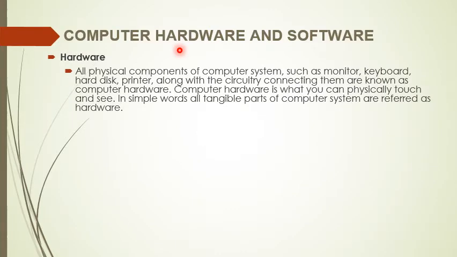I think most of you have learned in class 9th what computer hardware is. All those physical parts of a computer that we can touch and see are known as computer hardware. Or all physical parts of a computer, such as a monitor, keyboard, mouse, printer, all of which are connected to the computer, are known as computer hardware. In simple words, all tangible parts of a computer system are referred to as hardware.